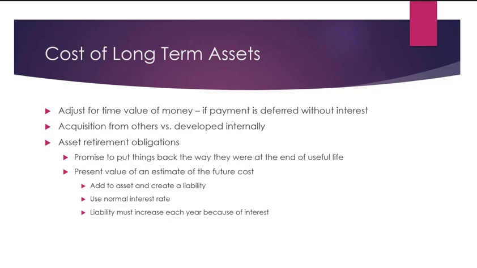And that cost in the future, that you're going to have to put that back the way you found it, or make it even better, is called an asset retirement obligation, meaning it's your obligation to get rid of that asset. So how do you calculate that amount? You use that present value we practiced in Excel last week of an estimate of the future cost.